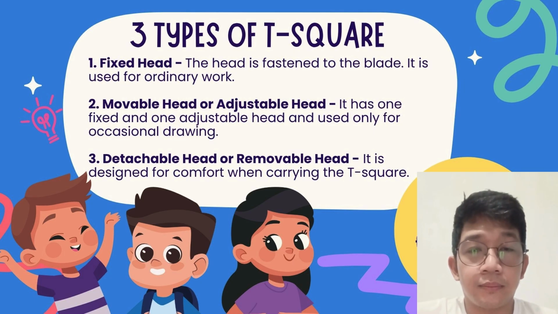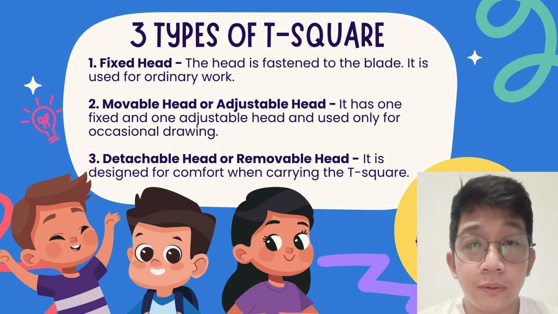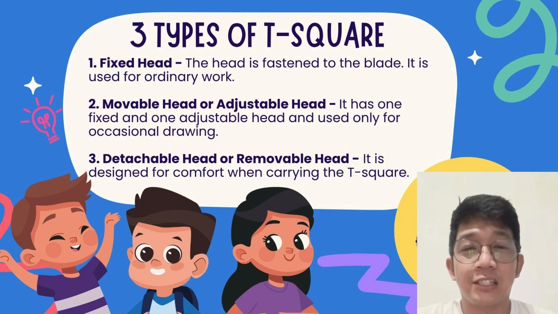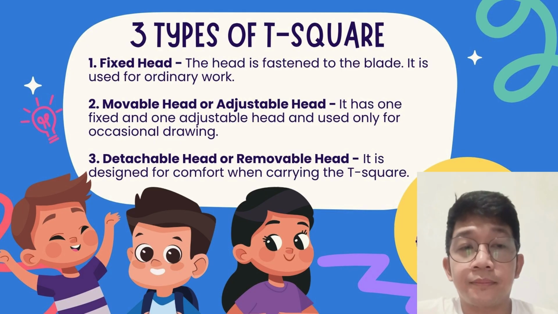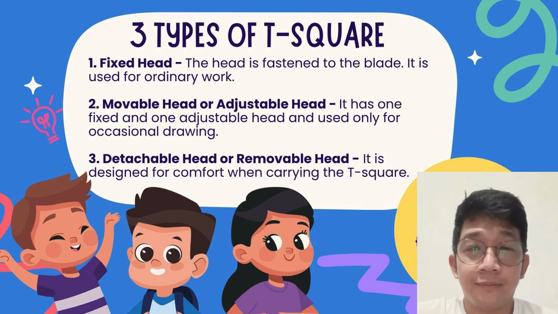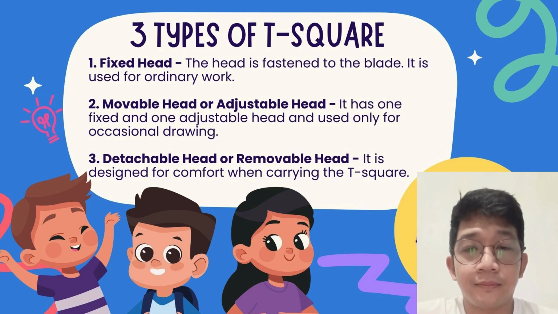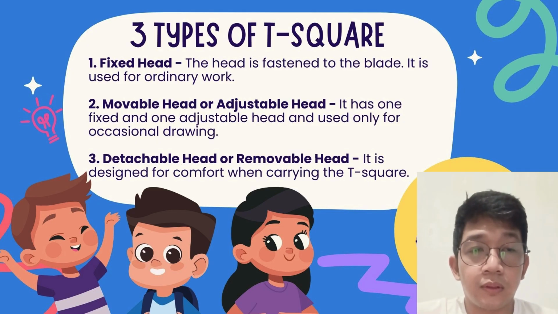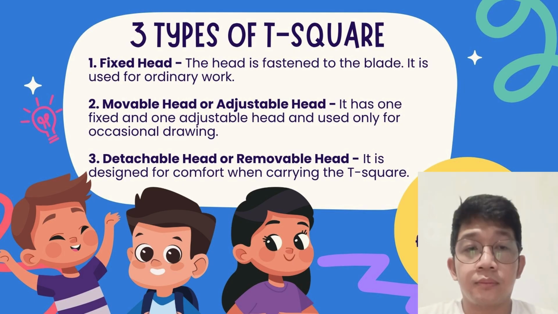Understanding their differences helps users choose the right tool for a particular task, ensuring accuracy and efficiency in their work. For example, some T-squares are designed for mechanical drawing, while others are better suited for architectural or artistic designs. Using the correct T-square provides smoother lines, better alignment, and more professional results. Moreover, it helps prevent errors in measurements and saves time during the drafting process.